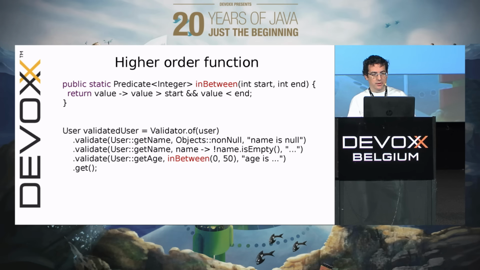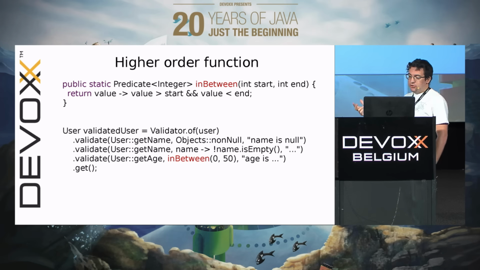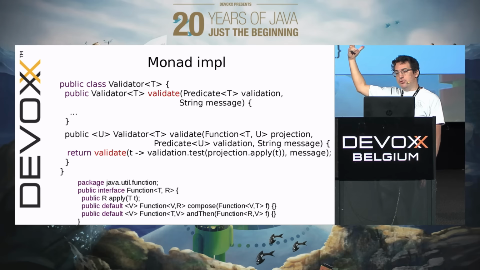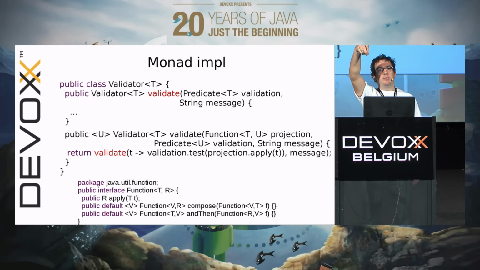So now I have two ways to validate. I have the old way to validate, which takes a predicate and a string, and I have the new way to validate that takes a function from T to U. For getName, it will be from user to string. For getAge, it will be from user to integer, which is the projection. And the predicate checks the return value of the function. It will check the return value of getName, for example.